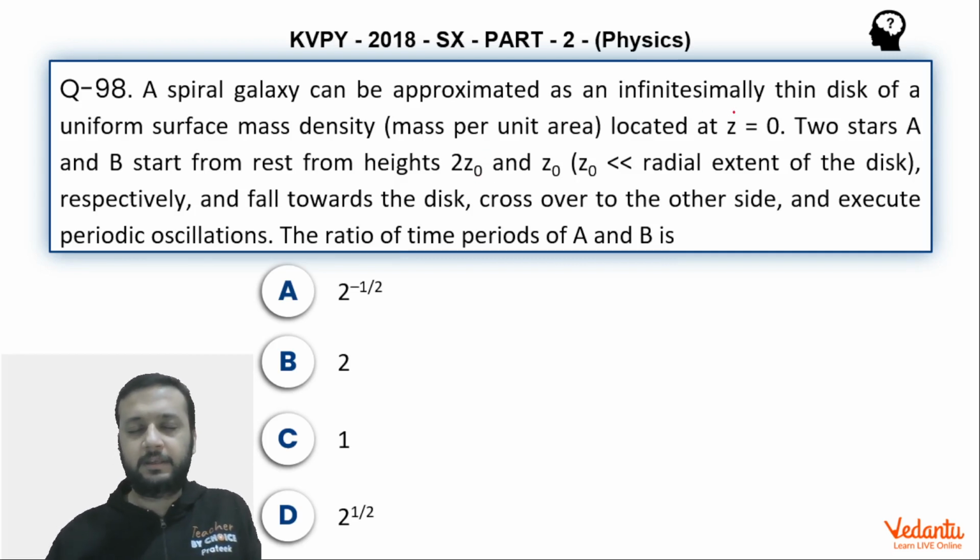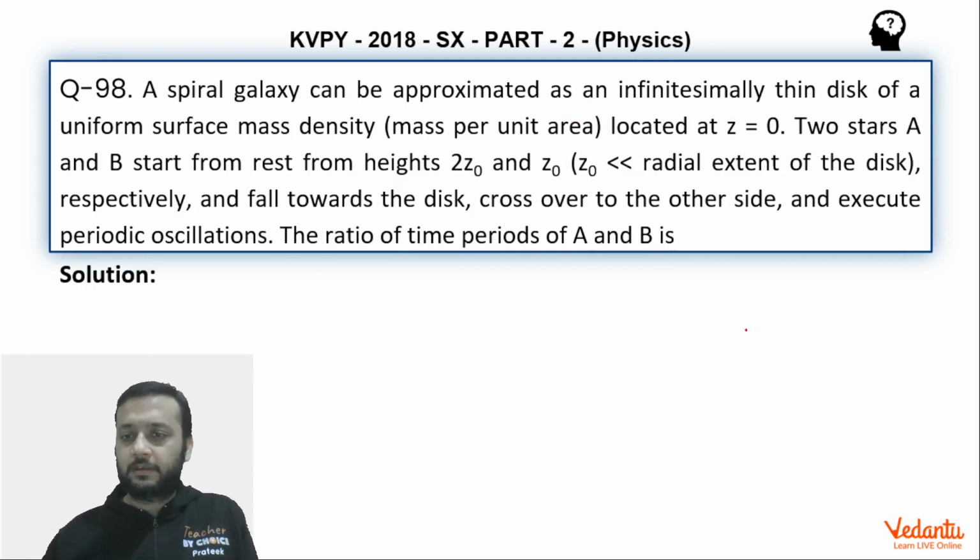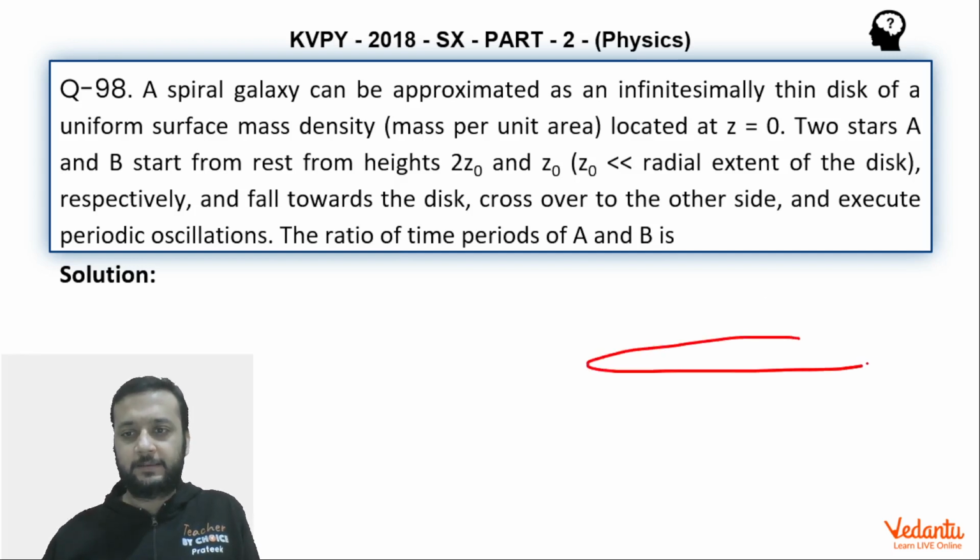A spiral galaxy can be approximated as an infinitesimally thin disk, which means that let's assume this to be a spiral galaxy, which will have some mass, so we can assume that this is a uniform disk. Now there are two stars being released from distance 2z0 and z0. That means the first star is released from distance 2z0, so this is star 1, and the second star is released from this position, which is z0.